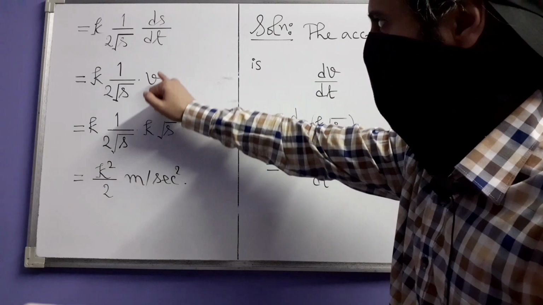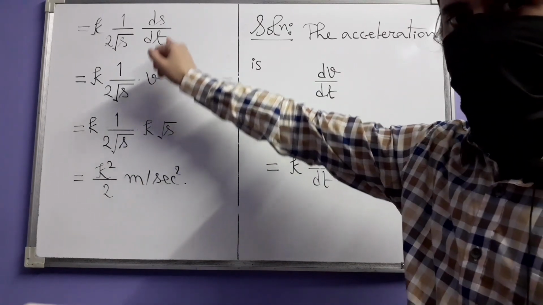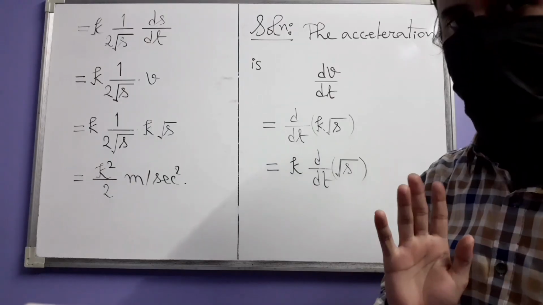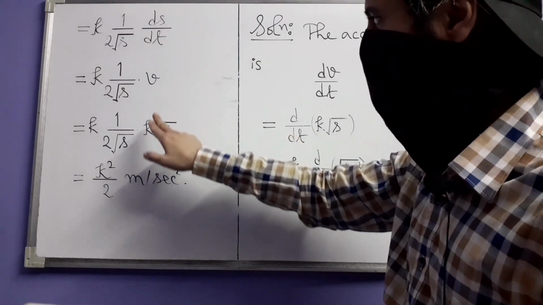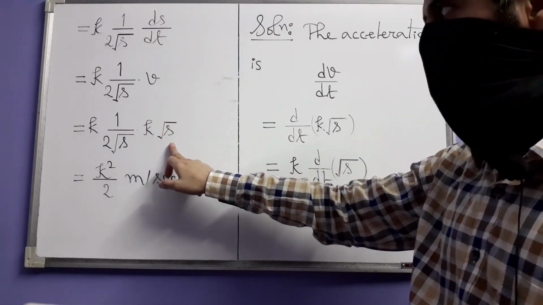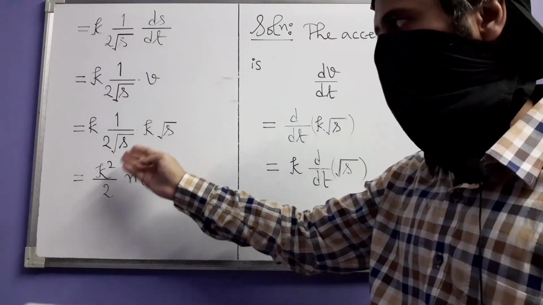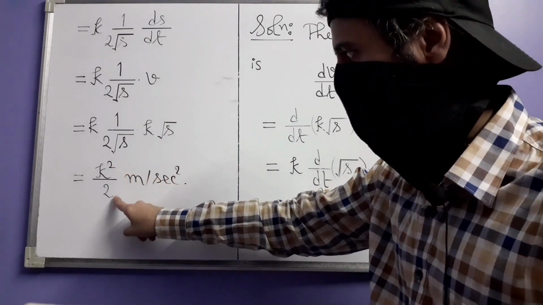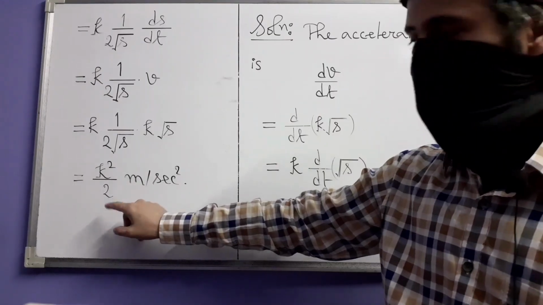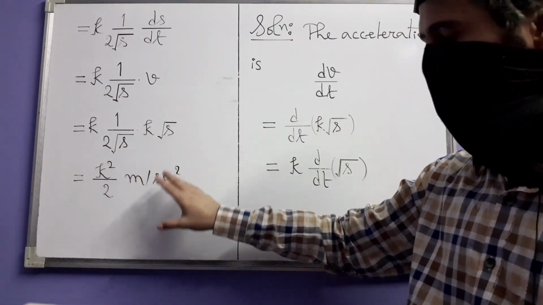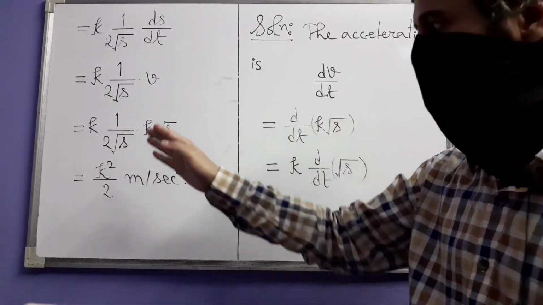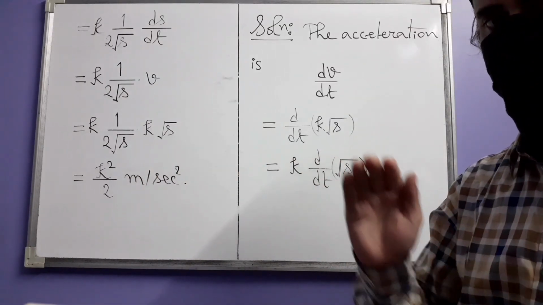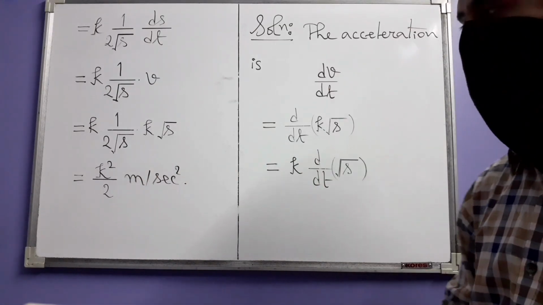That, however, is nothing but velocity, the rate of change of distance with respect to time, or rather the rate of change of position with respect to time. But velocity is k root s. So you can see that the square root of s gets cancelled, and that leaves you with k squared divided by 2, because k is constant. So this acceleration is itself constant. K squared divided by 2 meters per second squared is the constant acceleration with which the body is falling.